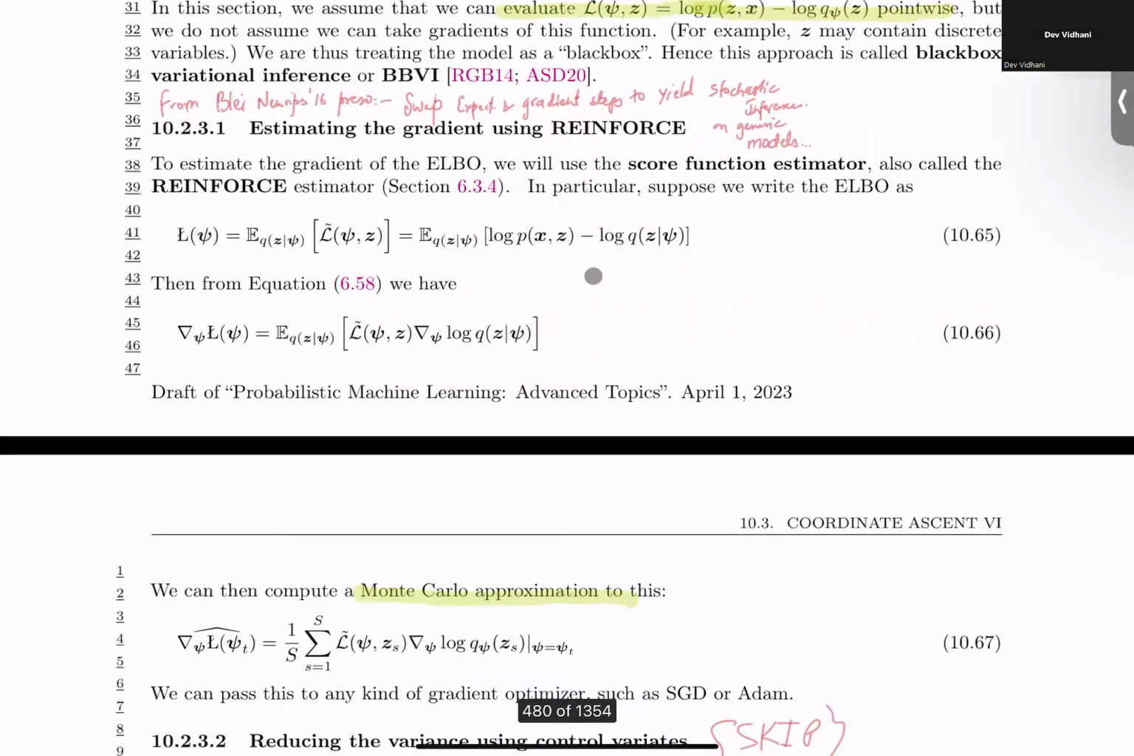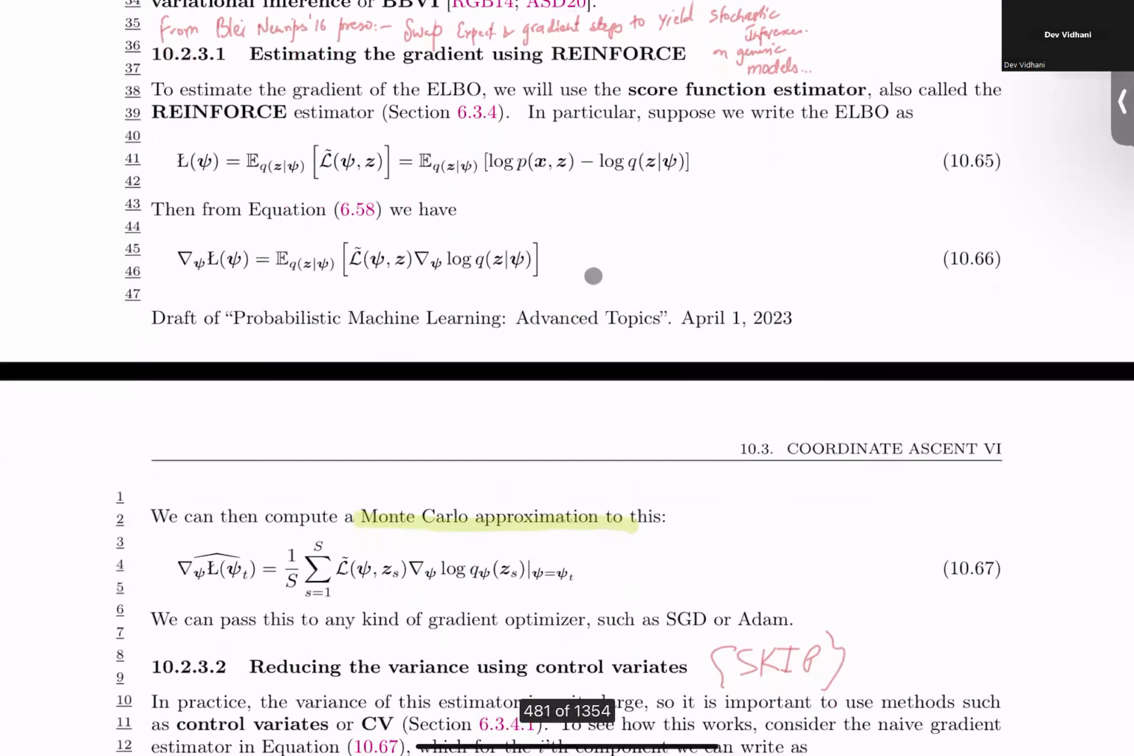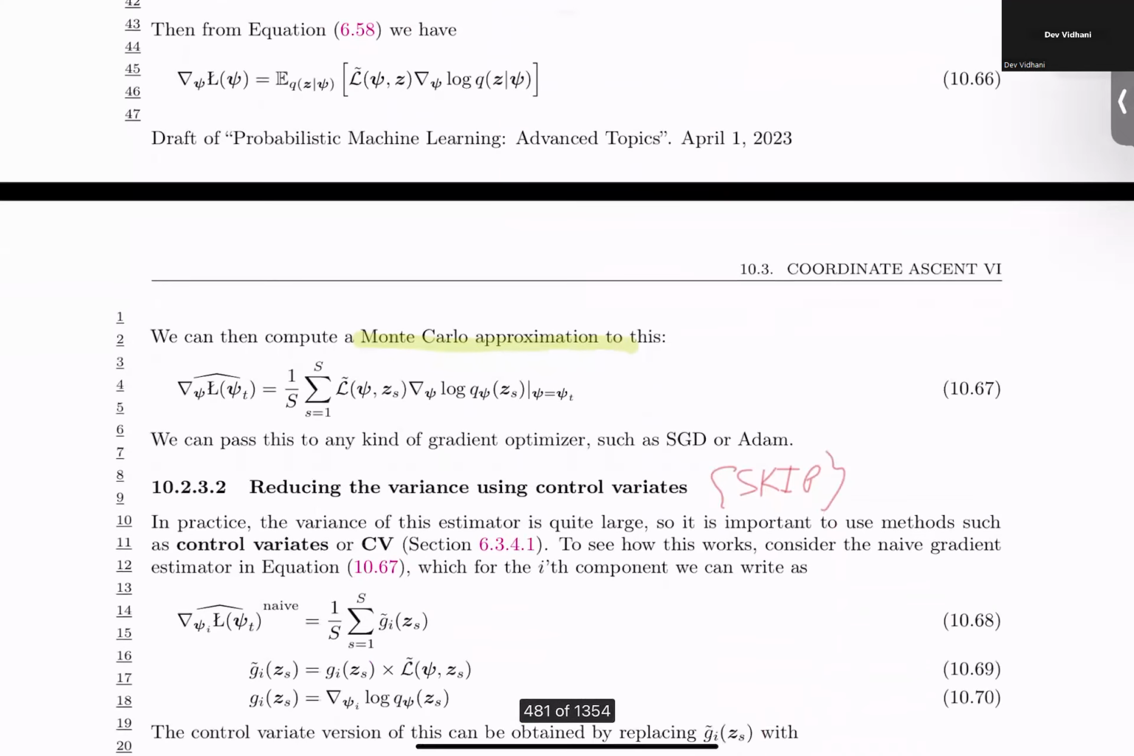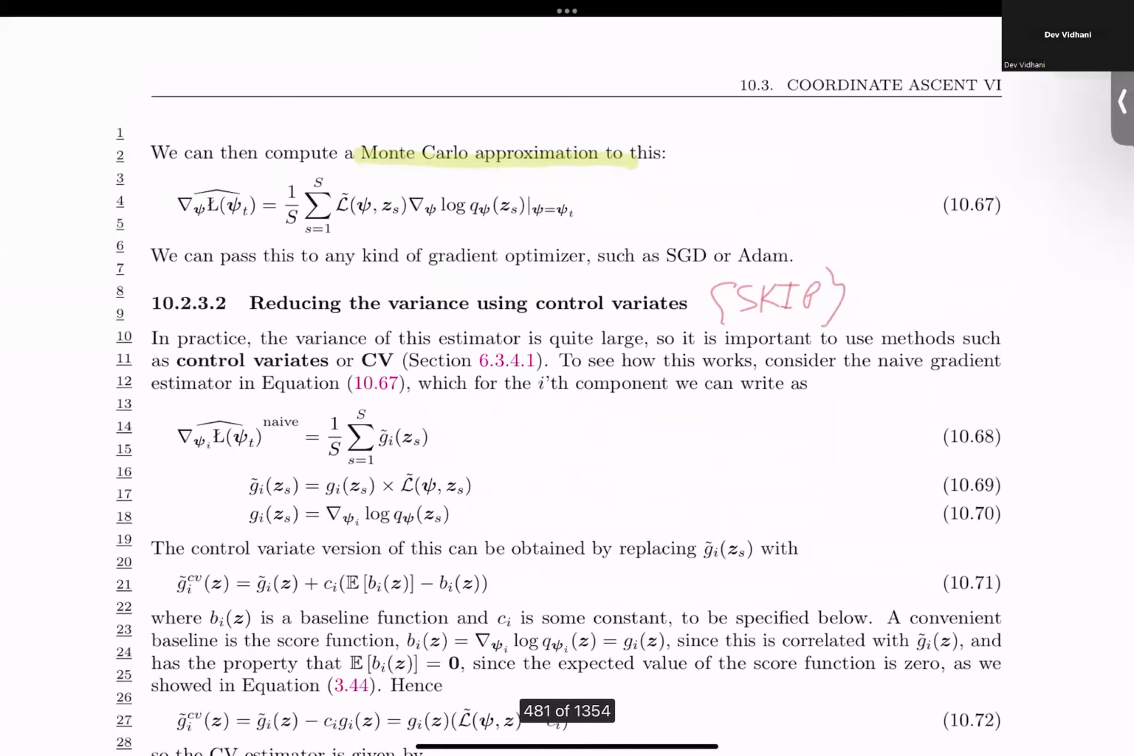And score functions we'll cover in even more detail in our future sessions, hopefully in the diffusion section as well.